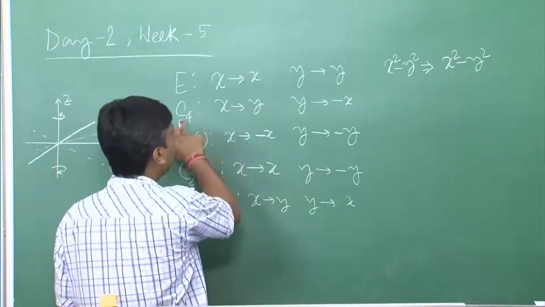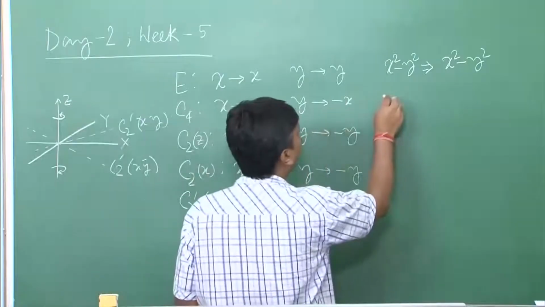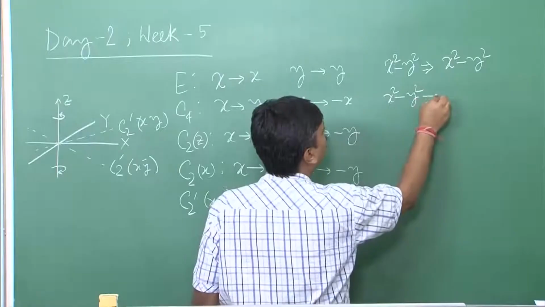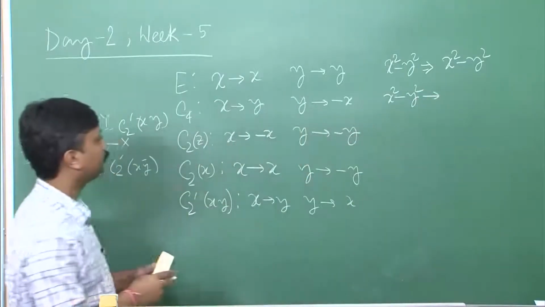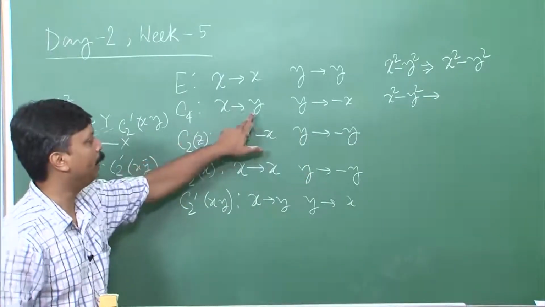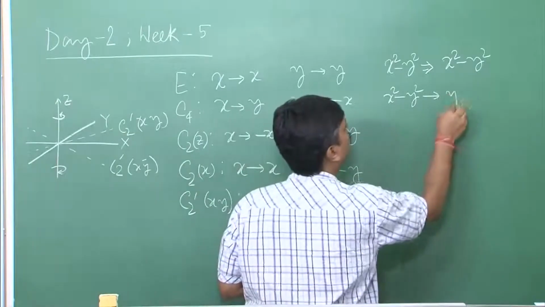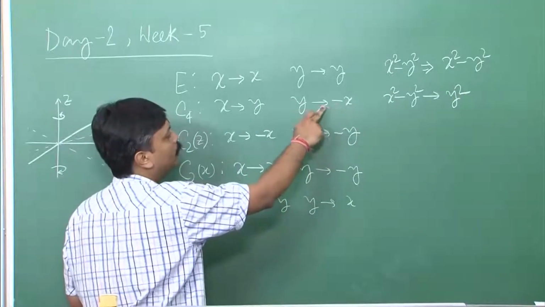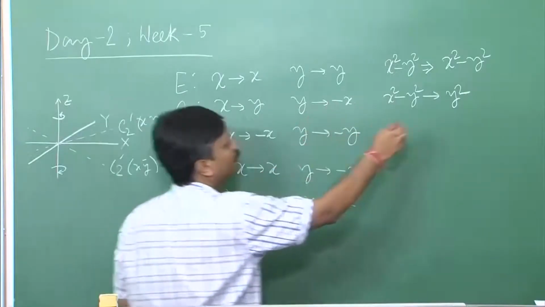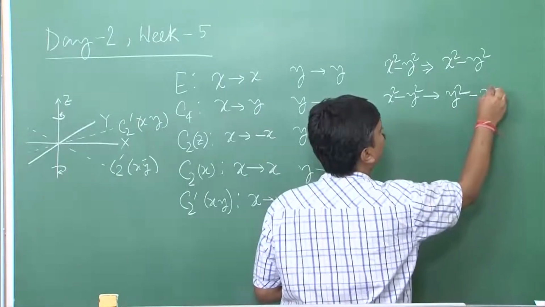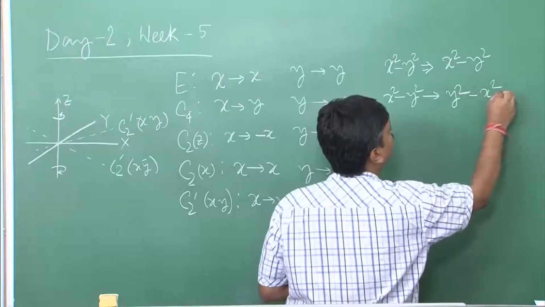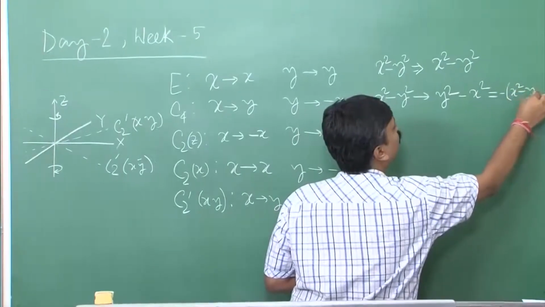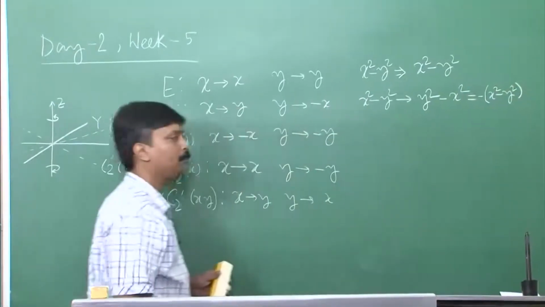Now in case of C4, if I apply C4 on x square minus y square, what's going to happen? x is becoming y, so this is becoming y square, and y is becoming minus x. So it's minus x square, which is nothing but minus of x square minus y square, right?